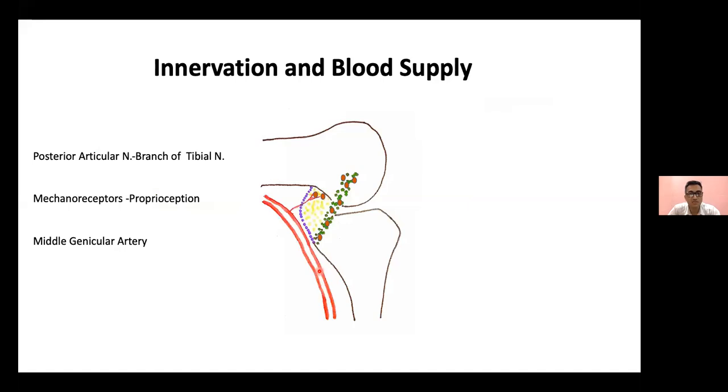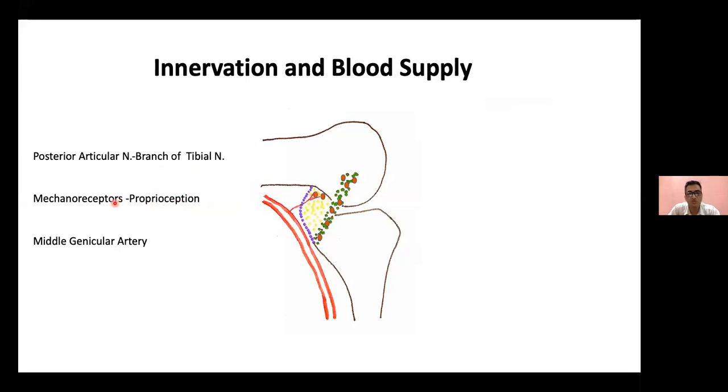Regarding the innervation and blood supply, the innervation is by the posterior articular nerve. This is the branch of the tibial nerve. These are the mechanoreceptors. These are more concentrated on the superior aspect of the septum and on the femoral attachment of the PCL. So this is the idea behind remnant preservation PCL reconstruction. And this is also the idea behind why we want to preserve the superior aspect of the septum here.